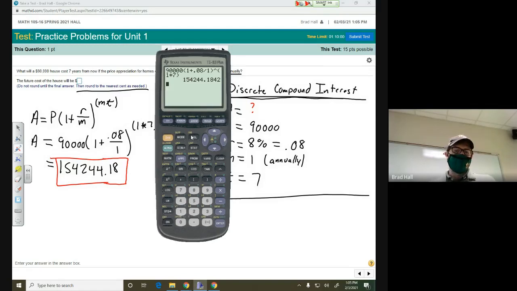Oh yeah, I guess that would make sense. A 90,000 house would cost 15,000 in the future. Yeah, I guess that makes sense. Why would a house appreciate to a smaller value? It's a double entendre. Okay, cool. Thanks for the heads up.